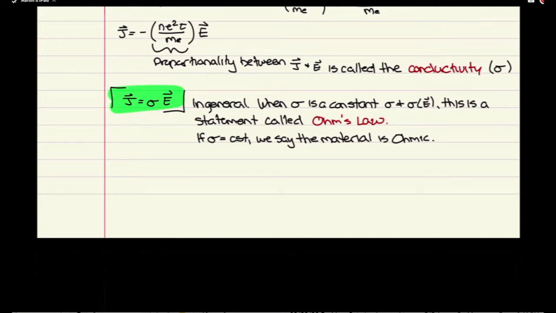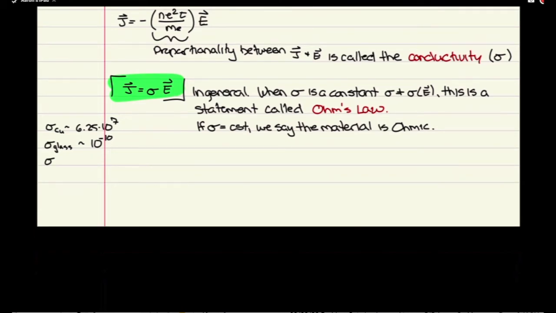Now, just to give you an idea of some of these numbers that we're talking about, for copper, the conductivity tends to be something like 6.25 times 10 to the 7. So that would be an example of something that is very highly conductive. Something that is more of an insulator, like glass, is something like 10 to the minus 10. And then something that's more in between, like say silicon, where you might use that in a semiconductor, is something like 4 times 10 to the minus 4. And I think your book actually has a table of some of these as well, if you're curious, just to see what orders of magnitude are used for these sorts of things.